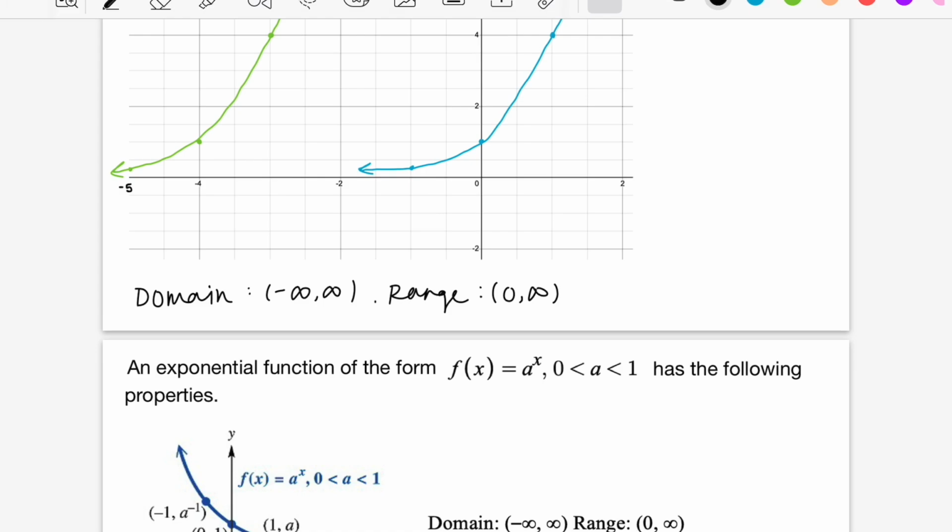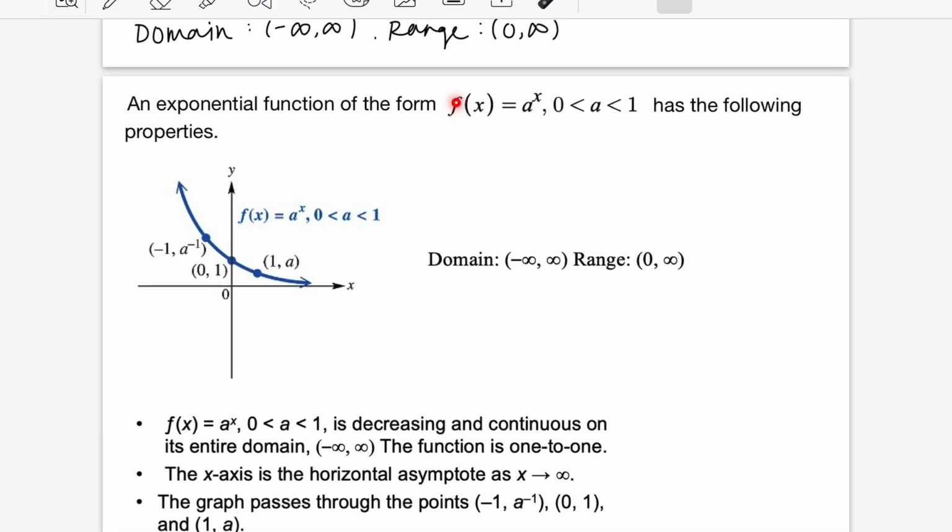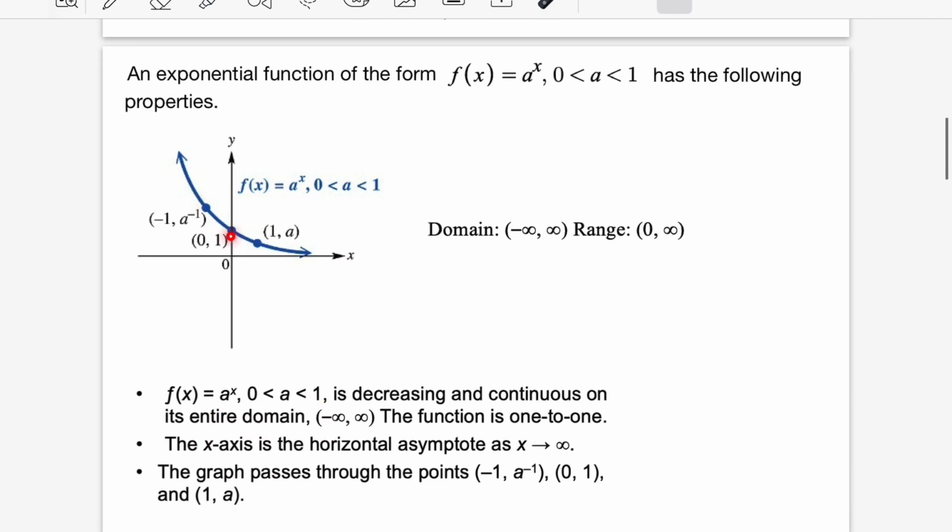Alright, let's look at another exponential function here. An exponential function of this form, f of x is equal to a to the power x, where a is in between 0 and 1, has these properties here. So in this case, the graph looks like this. Our function is going to be decreasing and continuous on its entire domain, and this function is one-to-one. We'll also see that the x-axis is again our horizontal asymptote, and the graph passes through these 3 points here.